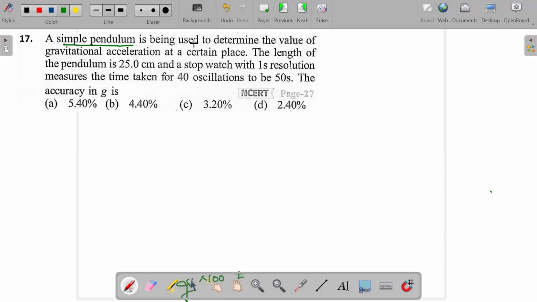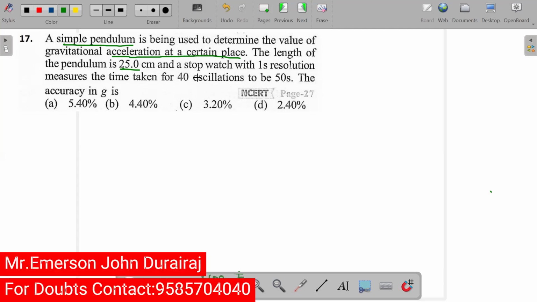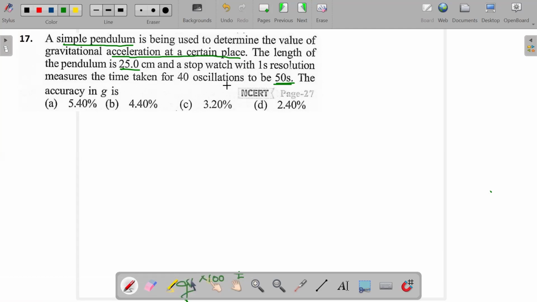A simple pendulum is being used to determine the value of gravitational acceleration at a certain place. We are going to calculate G. The length of the pendulum is given as 25.0 centimeter, and the stopwatch with 1 second resolution measures the time taken for 40 oscillations to be 50 seconds. The accuracy in G. So we wanted to find out G.